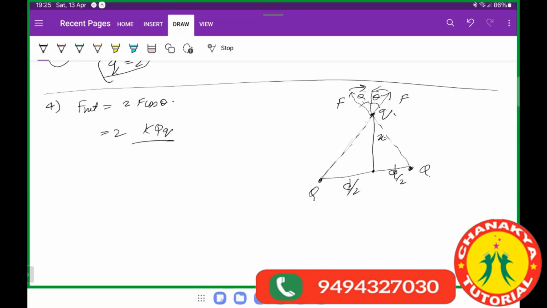See this diagonal, q and capital Q. How to find it? We have this distance, we have this distance. How do we find this? Okay, Pythagoras theorem. Exactly. So by Pythagoras theorem, this will be d square by 4 plus x square, right? So that is our distance, because we have found here force, both sides will be same.